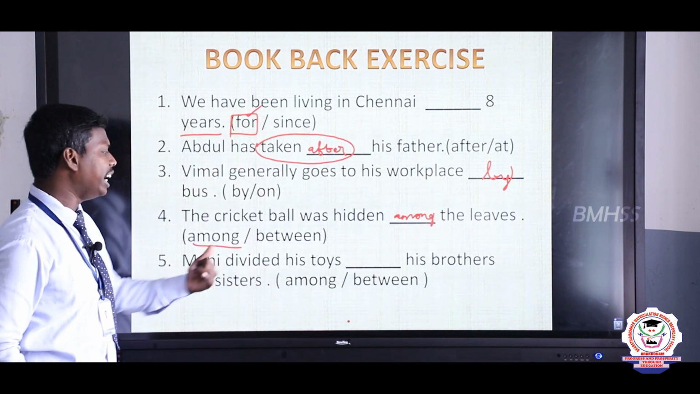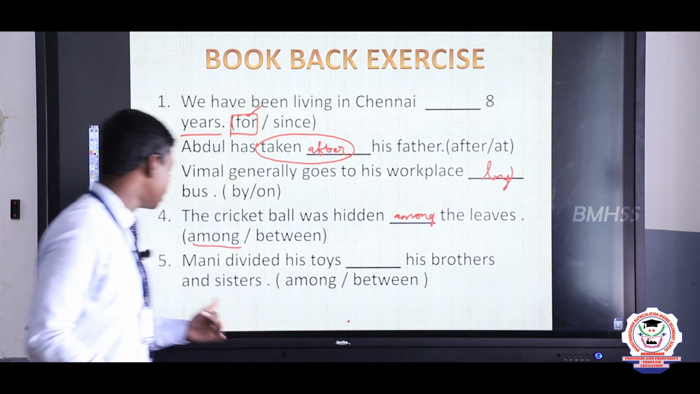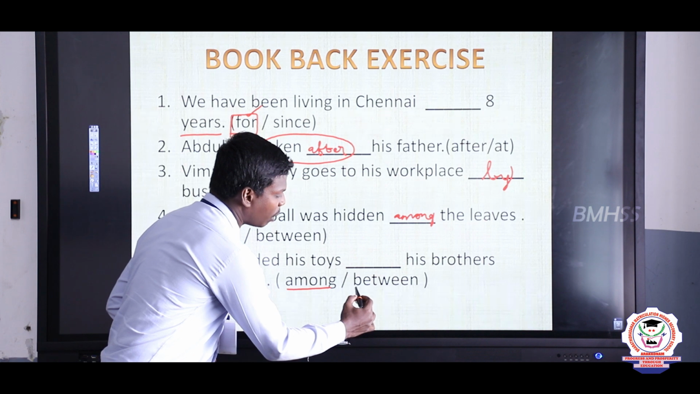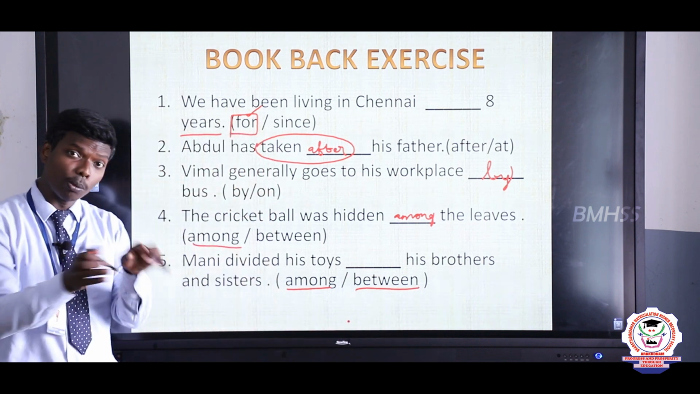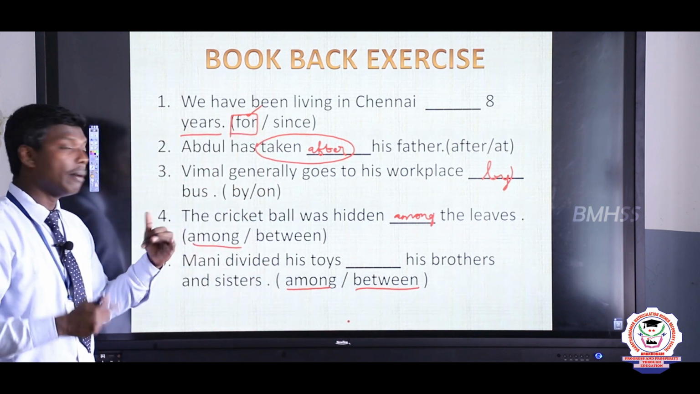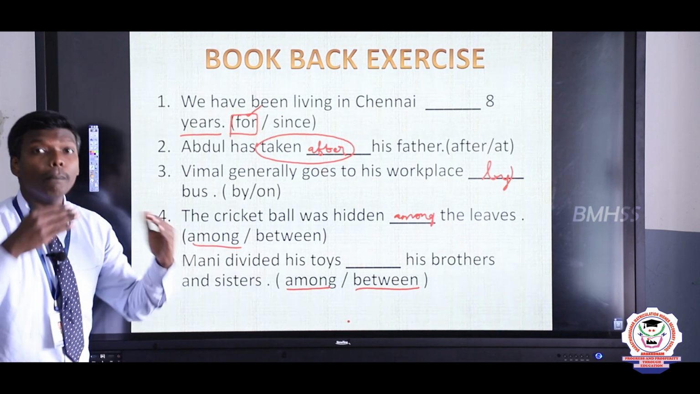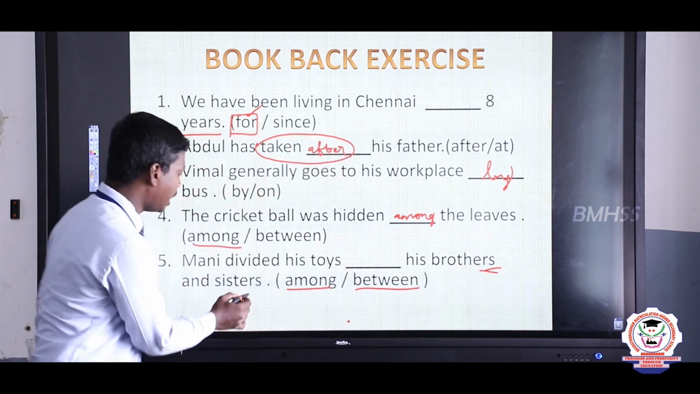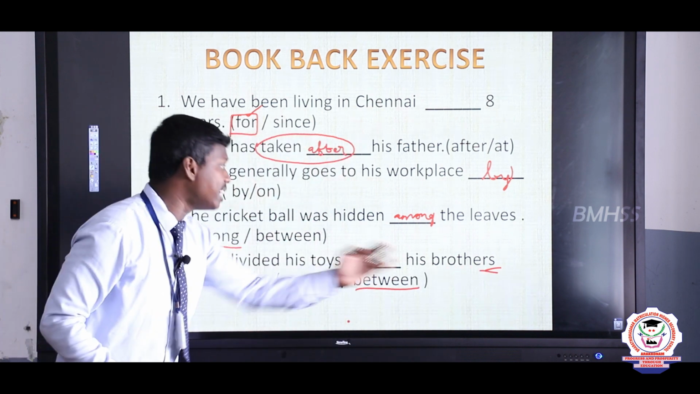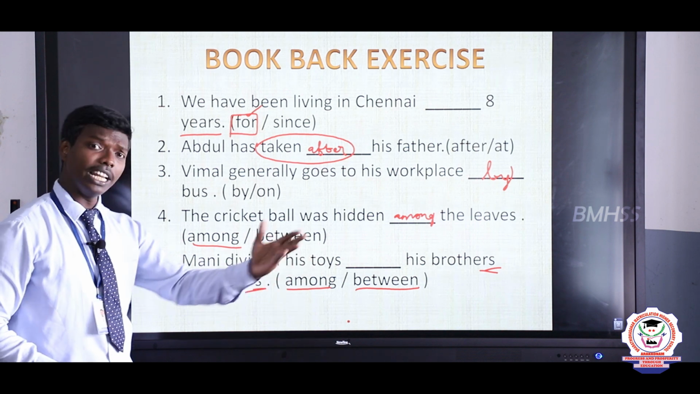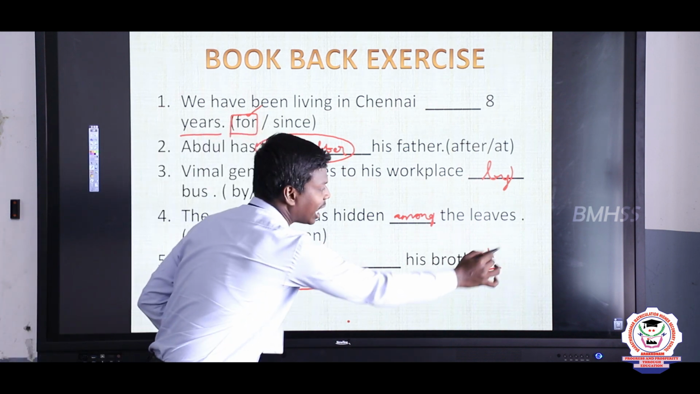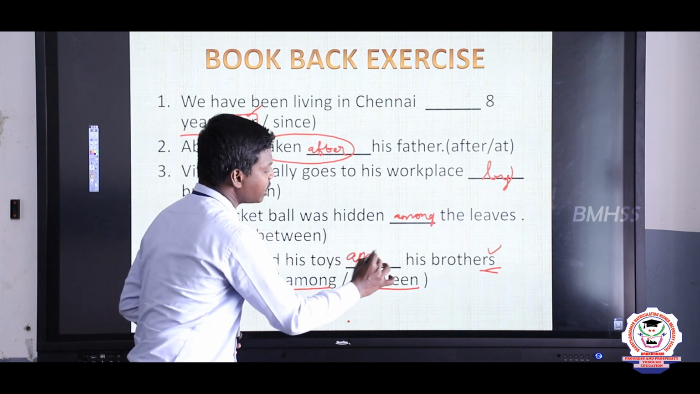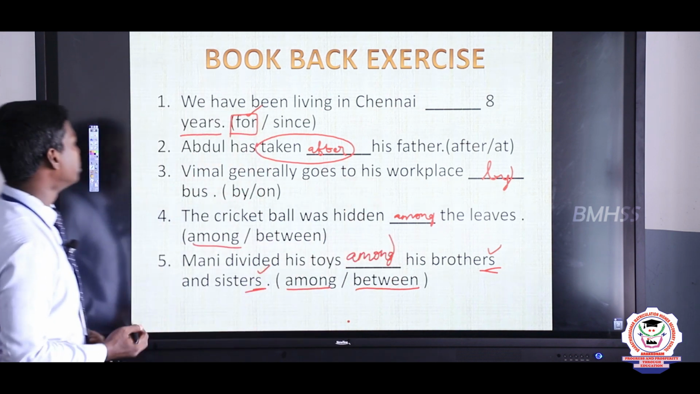And the fifth one is: money divided his toys dash his brothers and sisters. I told you already, among talks about more than two things, between talks about two things. Money divided his toys among, because brothers is plural and sisters are also coming. If it were his brother and sister, you could use only between, but this is the keyword, so you need to be very careful. Among is the answer for this question.